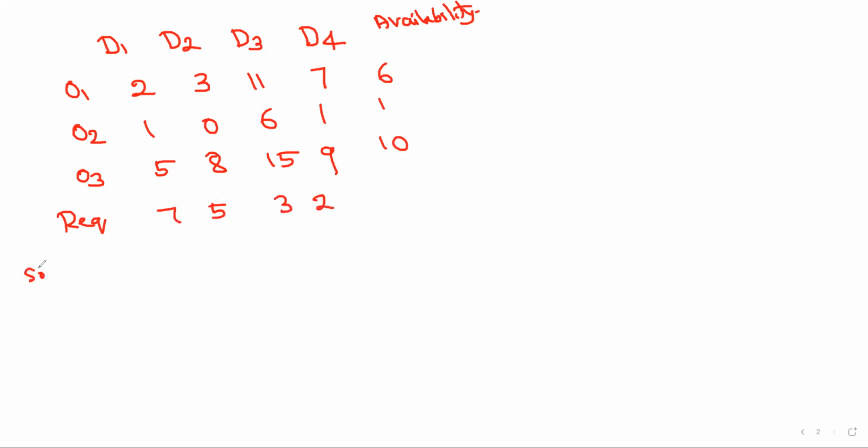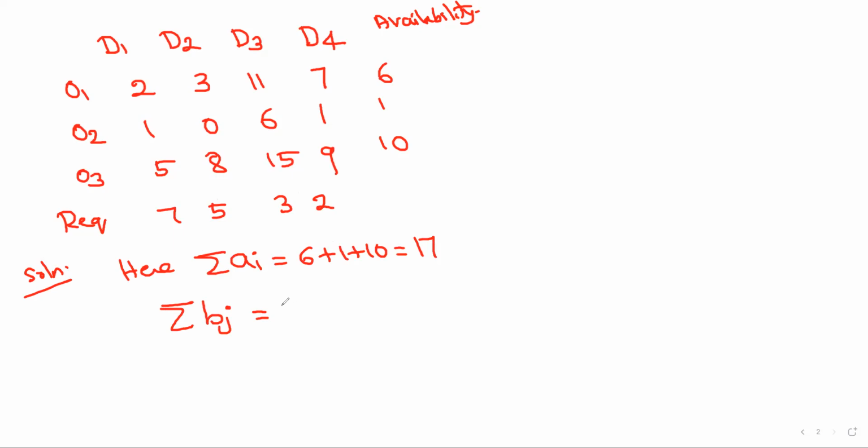Okay, first solution. In step 1, first we have to find availabilities and requirements. Summation Ai, nothing but all availabilities we are adding: 6 plus 1 plus 10, 17. Summation Bj equal to 7 plus 5 plus 3 plus 2, 17 again. We got summation Ai equal to summation Bj, so it is a balanced transportation problem.